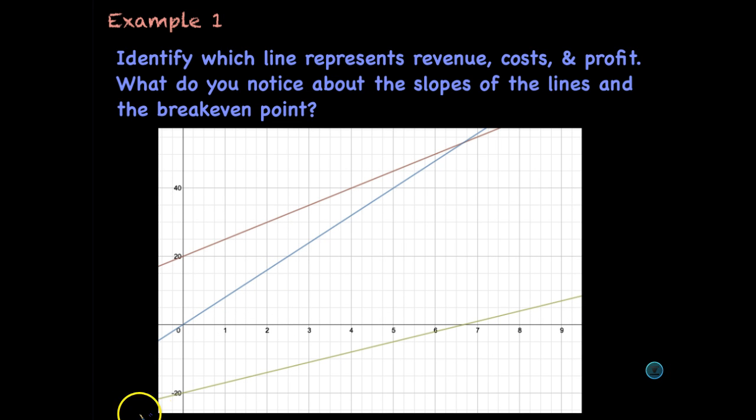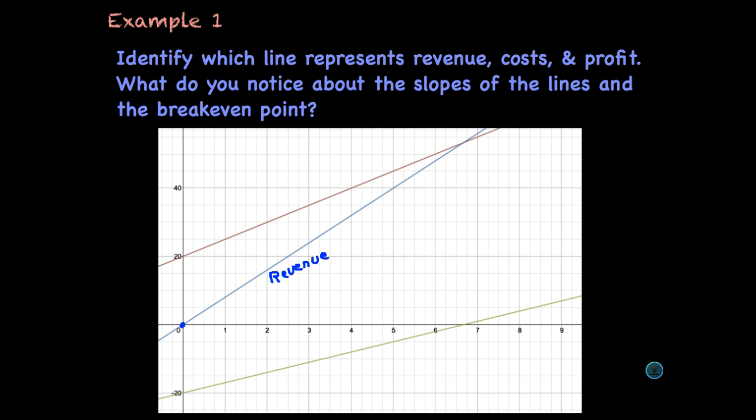Well, first, let's think about our revenue. We learned last time that when we sell 0 units, we have 0 revenue. The only line that's 0 is this blue line. So this will be our revenue line. You can easily identify the revenue line when it's a linear equation because it goes through 0, 0.